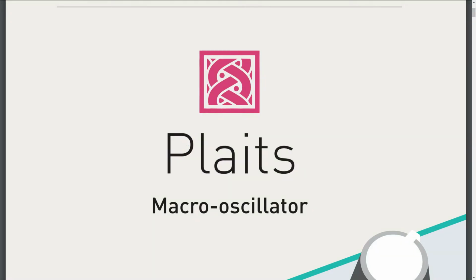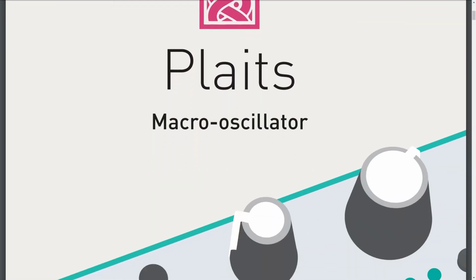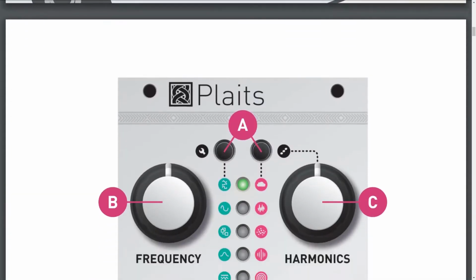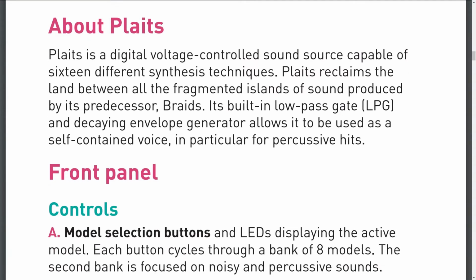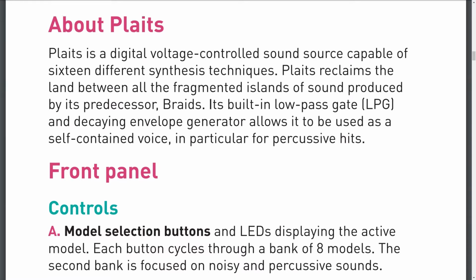Today's episode is Plaits, Macro Oscillator. About Plaits. Plaits is a digital voltage-controlled sound source capable of 16 different synthesis techniques. Plaits reclaims the land between all the fragmented islands of sound produced by its predecessor, Braids. Its built-in low-pass gate and decaying envelope generator allows it to be used as a self-contained voice, in particular for percussive hits.